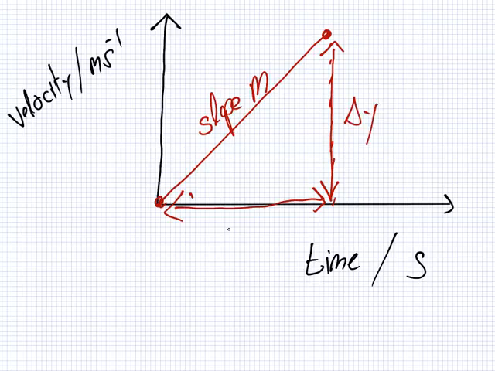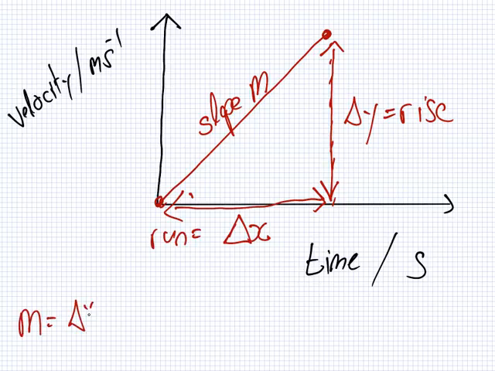This we call delta y, and this we call delta x. Or in English we call this the rise, and this the run. The slope is delta y over delta x, or the height over the base, or the rise over the run. But what are the units? Let's look at what the units are.